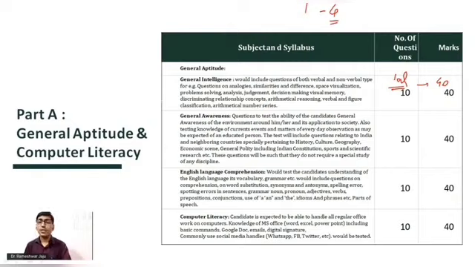Followed by that, English language comprehension. Different things are there, some of which we already know, like paragraph and sentence. Apart from that, synonyms and antonyms. These are some of the important points. And computer literacy: definitely in terms of computer literacy, you have to ensure these 10 marks first of all.